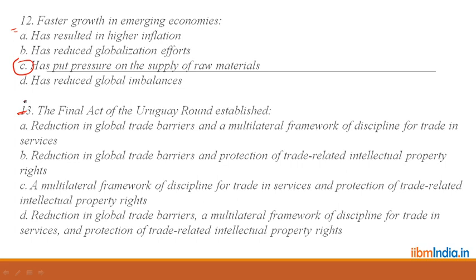The final act of the Uruguay round. I told you mostly things came during the Uruguay round, which started in 1986. I told you this in the very first lecture, and it ended in 1994. The final act established reduction in global trade barriers and a multilateral framework of discipline for trade in services. No. Reduction in global trade barriers and protection of trade related intellectual property rights. No. A multilateral framework of discipline for trade in services and protection of trade related intellectual property rights. No. The correct answer is D.